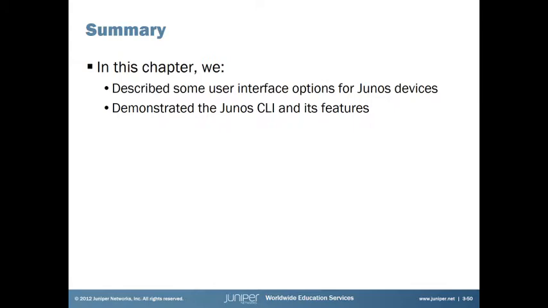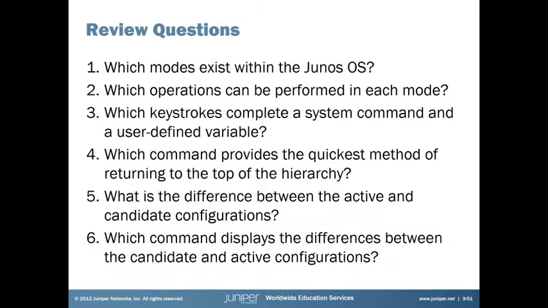Okay, so we had a look at user interface options and CLI and its features. So what I wanted to show you, we'll get some review questions. Let's do the review questions. Which modes exist within the Juniper operating system? There are two that we talked about, which were, anybody? Which were operational and configuration. Yep. Which operations can be performed in each mode? So in operational mode, what kind of thing can we do? Monitoring, testing, debugging. Configuration mode, obviously we can make changes.